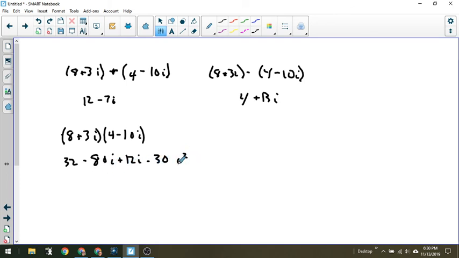i squared is negative 1. We already learned that. So I'm going to mark this out, and change this sign to a positive 30. Now I'm going to add 30 to 32, and I get 62. I'm going to add the parts that have the i's together. Negative 80i plus 12i is negative 68i. So when I multiply these two complex numbers together, I get this complex number down here.